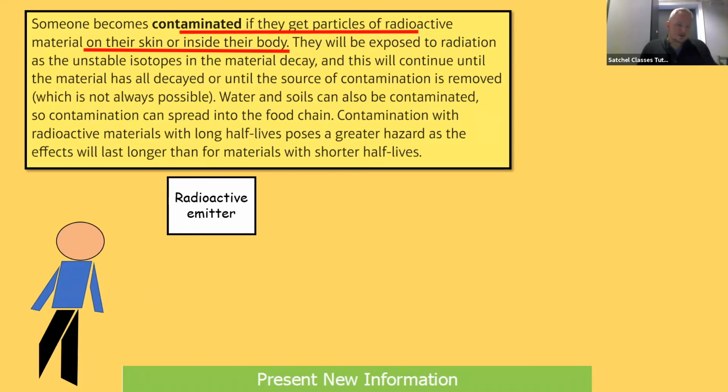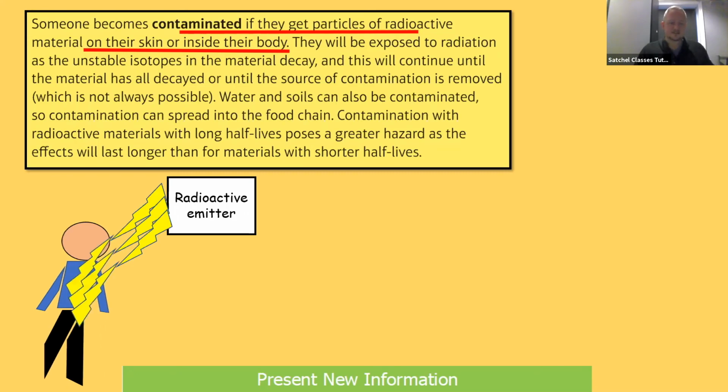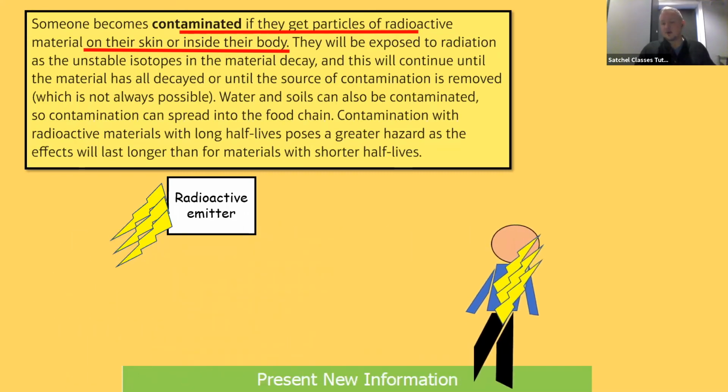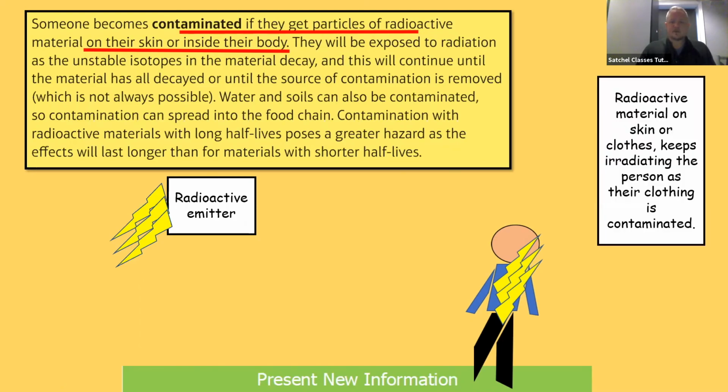So going back to our idea of contamination, looking at our young person there, if the radioactive emitter is emitting ionizing radiation, but that ionizing radiation is a particle that sticks to the person's body, as they move away, those particles are still on them. So they're contaminating the surroundings around them because they're carrying that source of radioactive emission with them. Radioactive material on skin or clothes keeps irradiating the person as their clothing is contaminated.